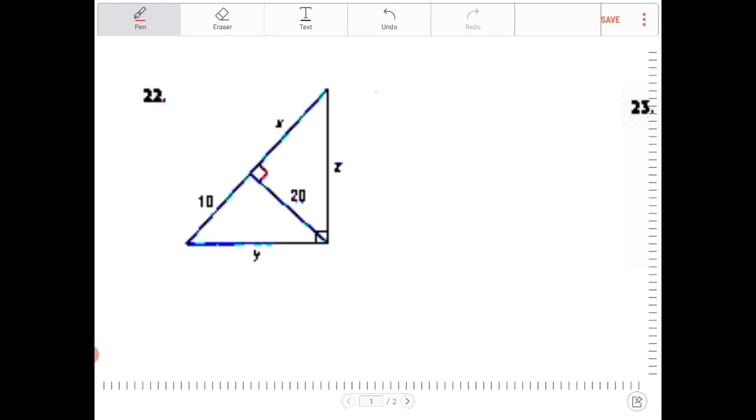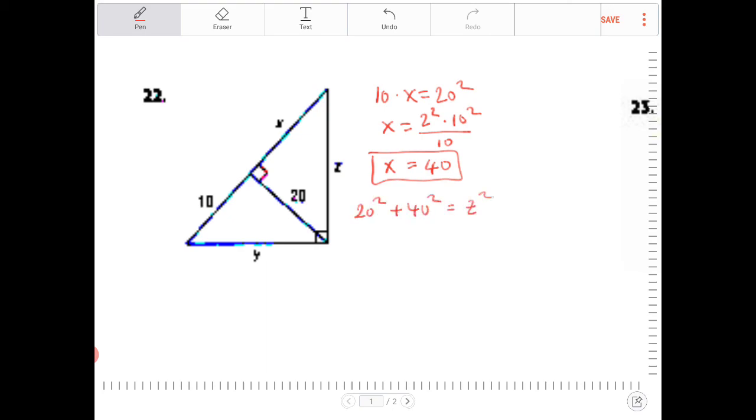So I know that 10x is equal to 20 squared. So x is equal to 2 squared times 10 squared divided by 10. Or in other words, x is equal to 40. If x is equal to 40, I can now try to figure out what z is. So I know that 20 squared plus 40 squared is equal to z squared. So that's 400 plus 1600 is equal to z squared. z squared is equal to 2000.